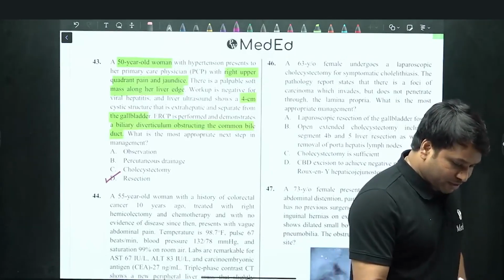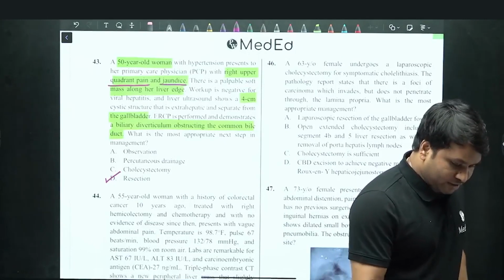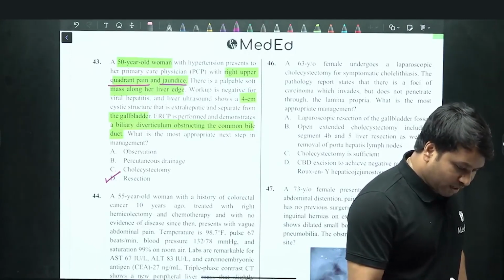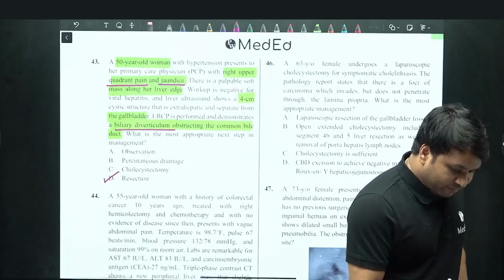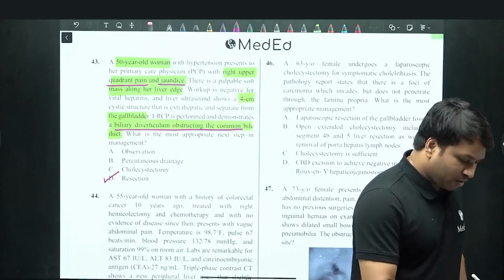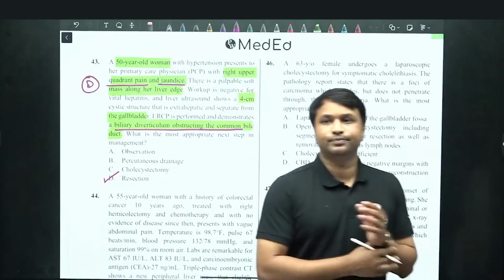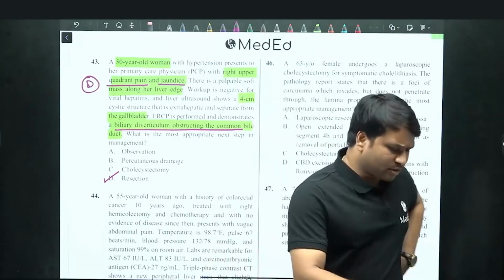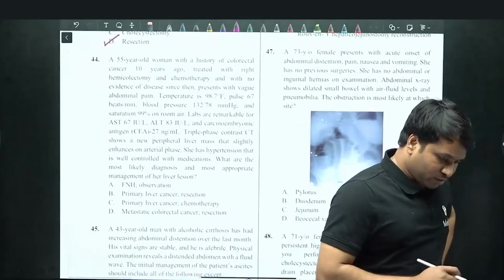So here the patient has pain and jaundice, right? And then you have a biliary diverticulum obstructing the CBD. You have to go ahead with resection. Again, it increases the risk of cholangiocarcinoma. That is an objective that we need to look across.